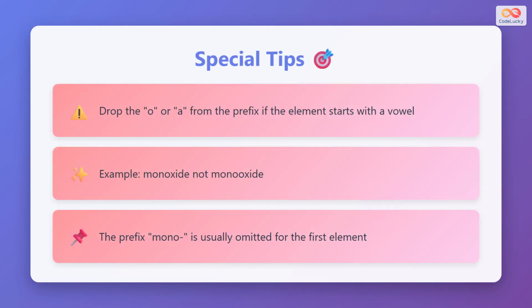When a prefix ending with an O or an A comes before a word starting with a vowel, drop the final O or A from the prefix to make pronunciation easier. For example, it is monoxide, not monooxide. Also, remember that the prefix mono is often left out for the first element. These small adjustments help make compound names easier to say and understand.